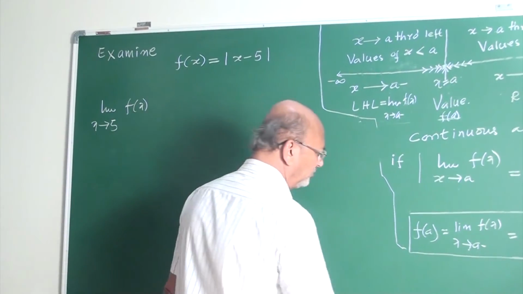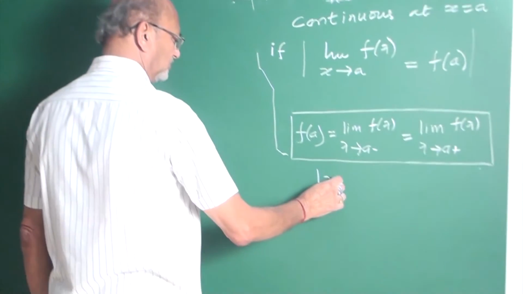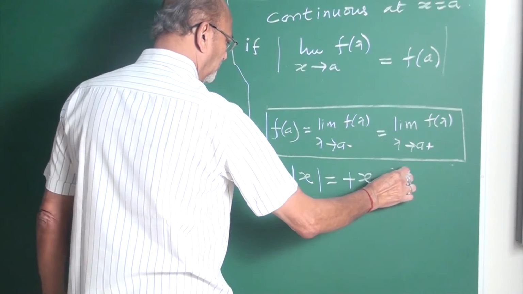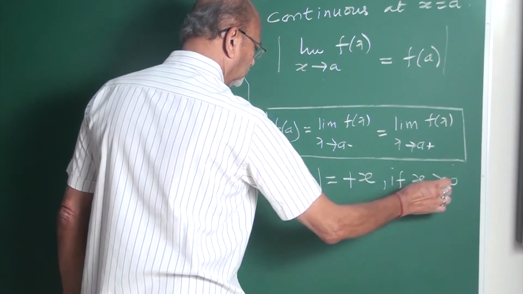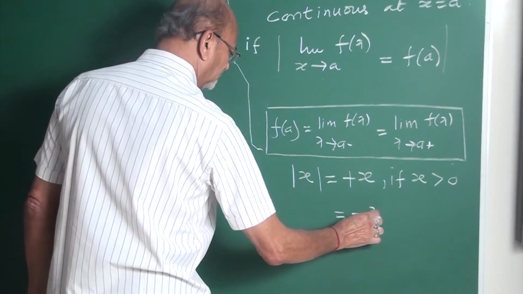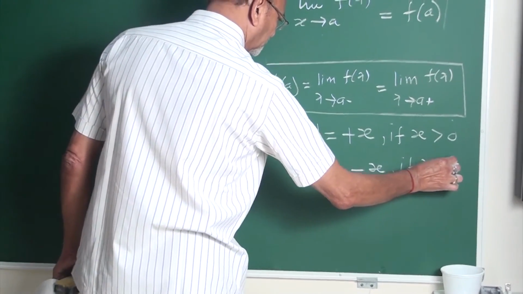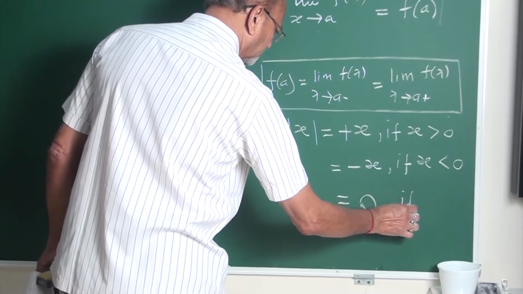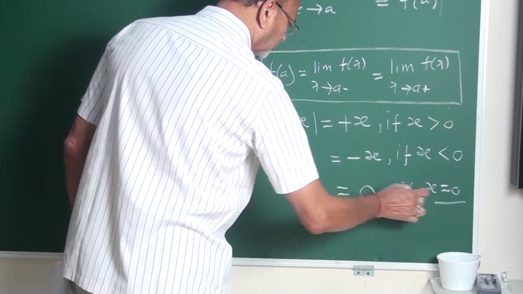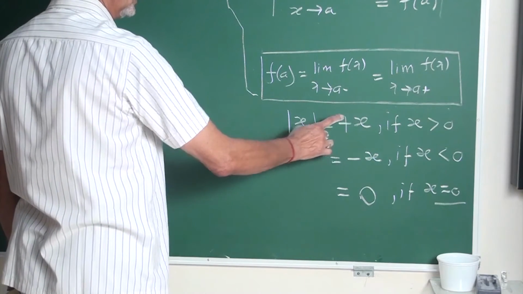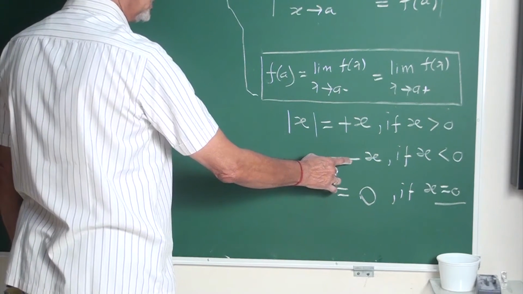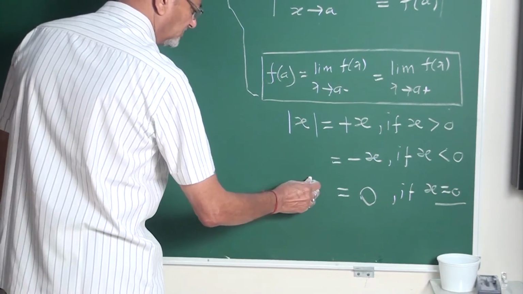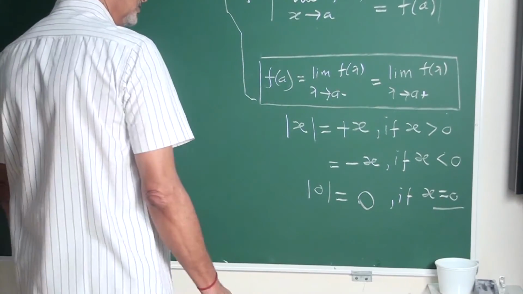Yes, my friends. Now you know the definition of this. This is mod x. We define mod x equal to what? Plus x if x is positive, and equal to minus x if x is negative, and equal to 0 if x is 0. This is the definition of modulus. It is plus x if inside is positive. It is minus x if inside is negative. If inside is 0, mod 0 is 0.